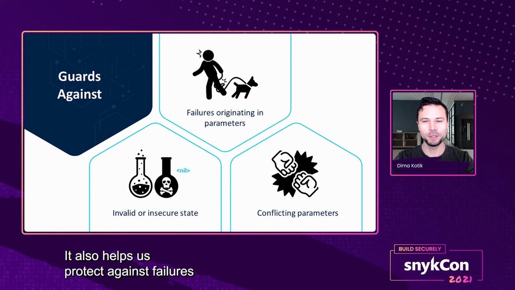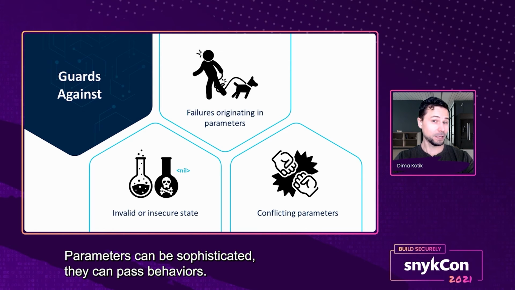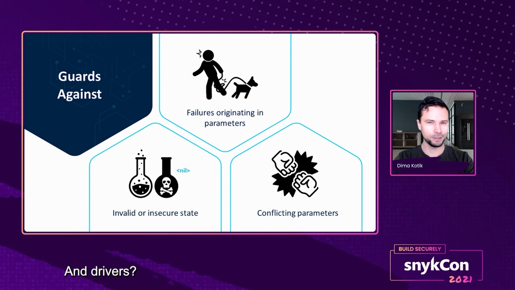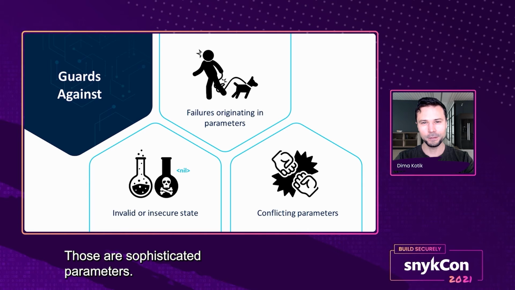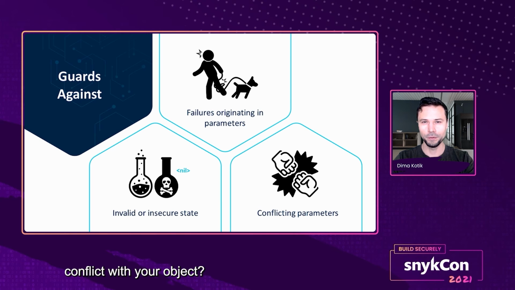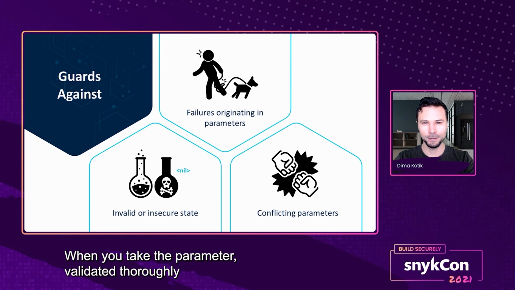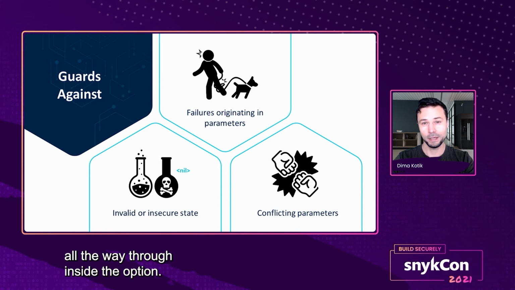It also helps us protect against failures originating in parameters. Parameters can be sophisticated, they can pass behaviors. What about caches and drivers and networking layers? Those are sophisticated parameters. How do you know if they were configured securely? How do you know that their settings do not conflict with your object? Using the options pattern gives you an opportunity to check. When you take the parameter, validate it thoroughly all the way through inside the option.